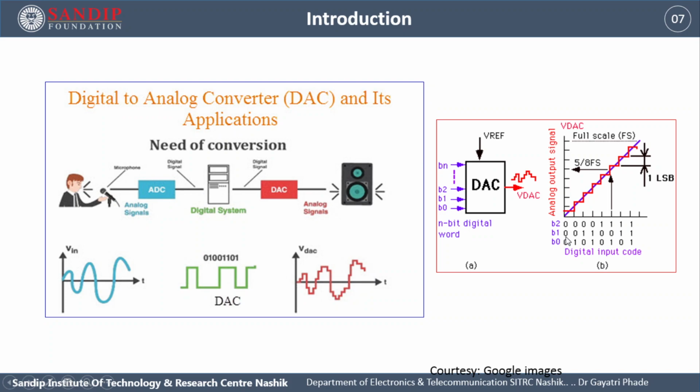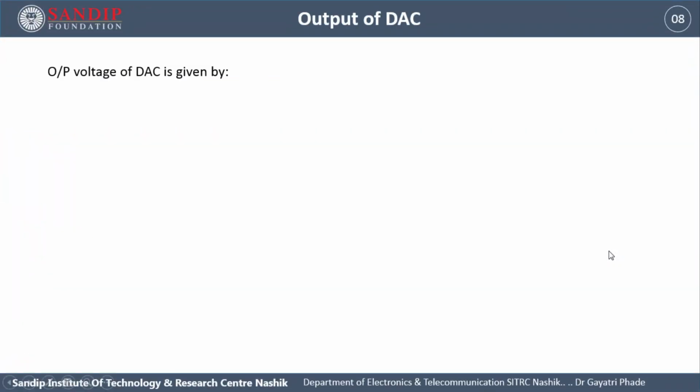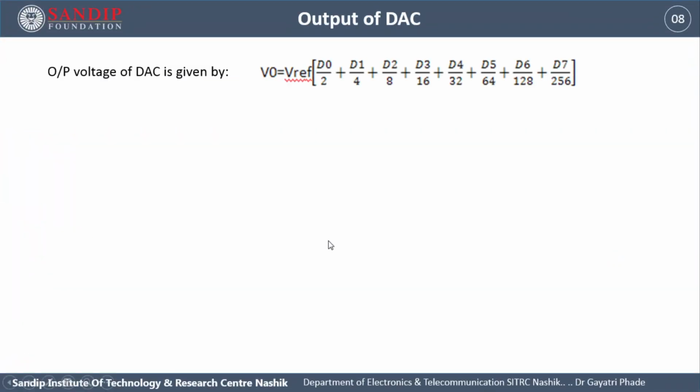In ADC we have seen here is the full scale input voltage, and here we were getting the digital output. So here is the same concept of the quantization, and accordingly we get the analog output out of the digital. How to get the digital output converted into analog? For that we are going to use this formula.